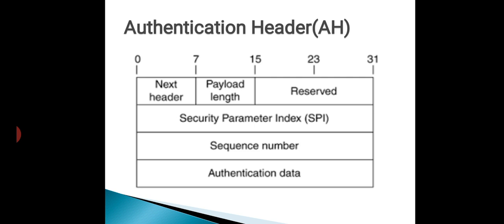Suppose that the length of the authentication data field is 96 bits, or three 32-bit words, with a 3 word fixed header, then we have a total of 6 words in the header. Therefore the field will contain the value of 4. Third is reserved for future use, that is 16 bits.